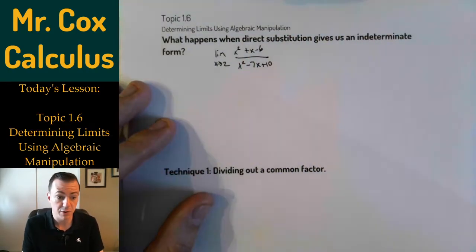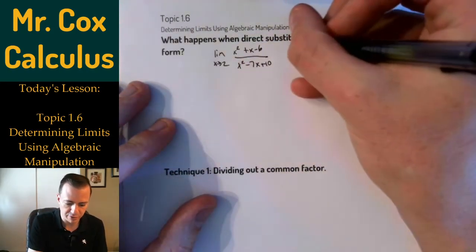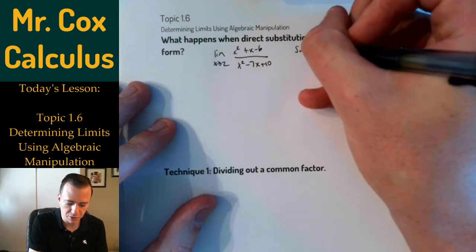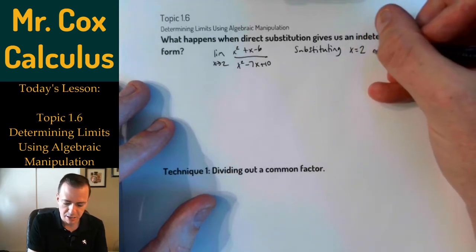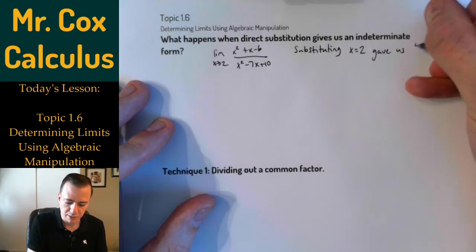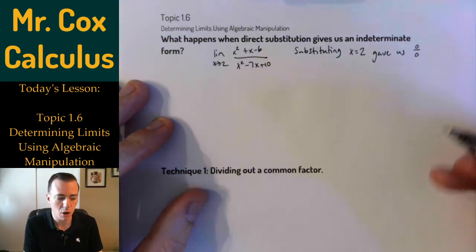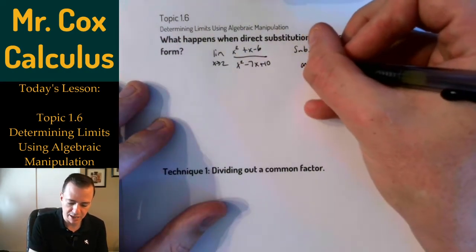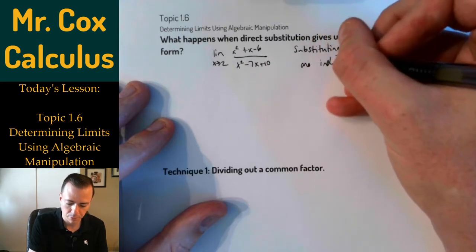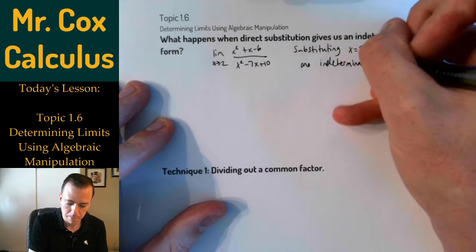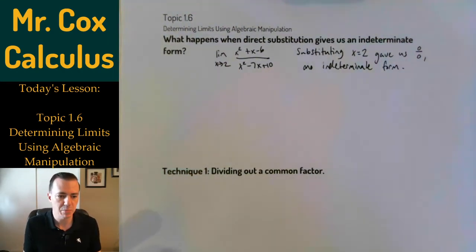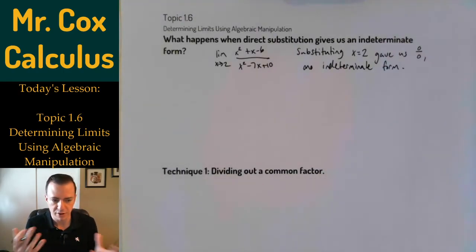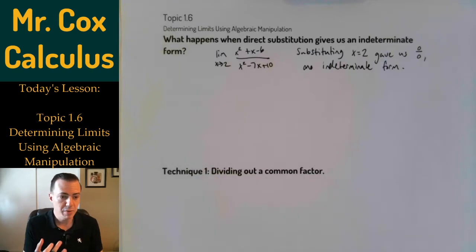And as I mentioned earlier, at the very end of topic 1.5, we simply tried to use substitution, and we found that substituting in x equals 2 gave us 0 divided by 0, which again we define as the indeterminate form. And it's called the indeterminate form because you can't make a statement off of it yet. It's easy to see, oh, 0 divided by 0, that must mean it's undefined or the limit doesn't exist. The limit actually does exist.